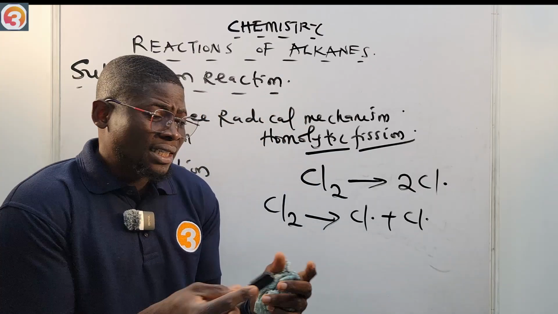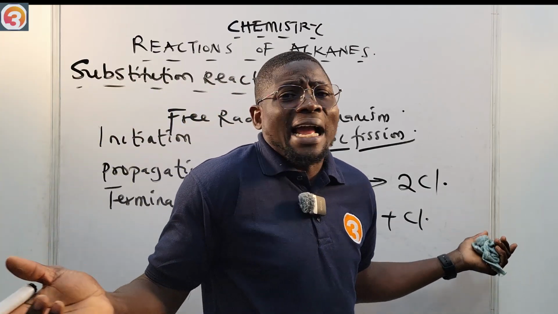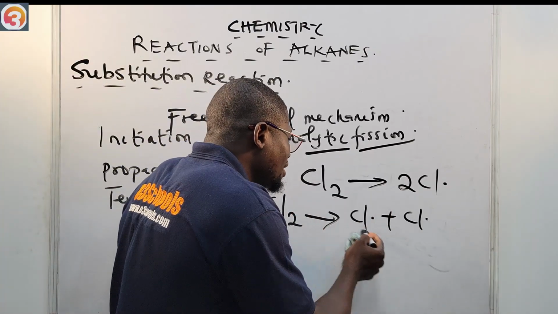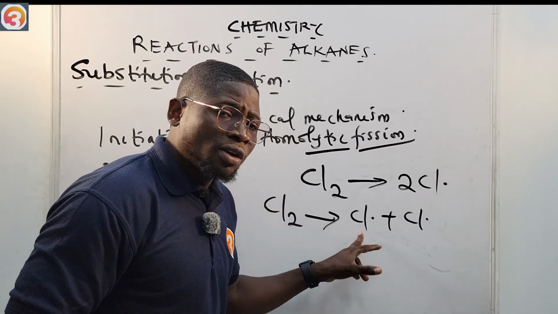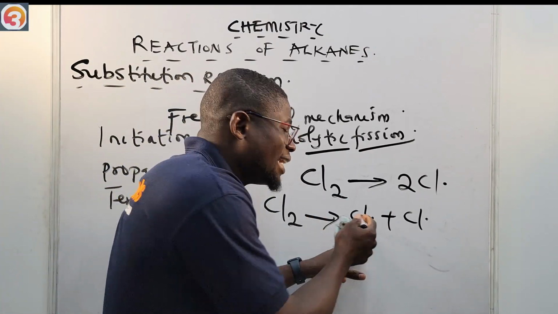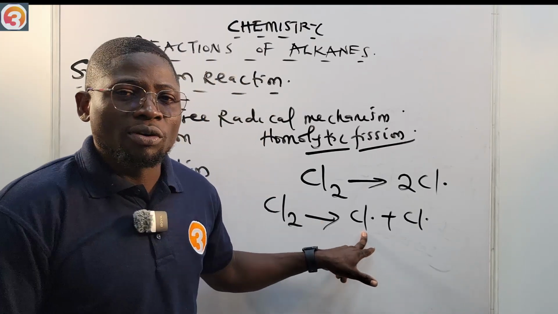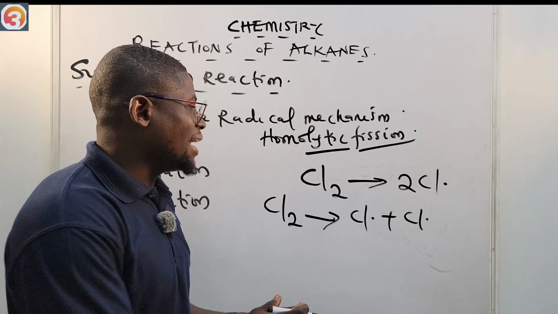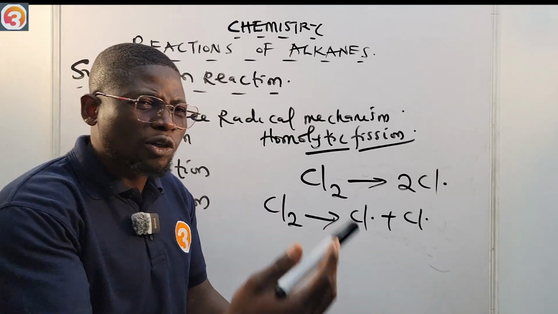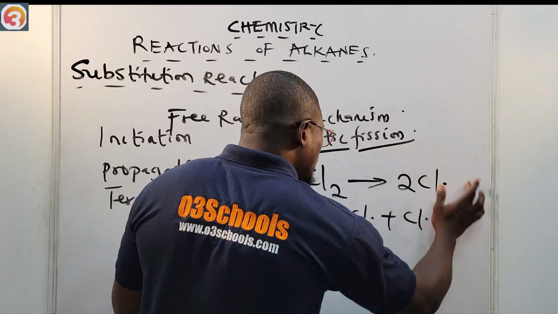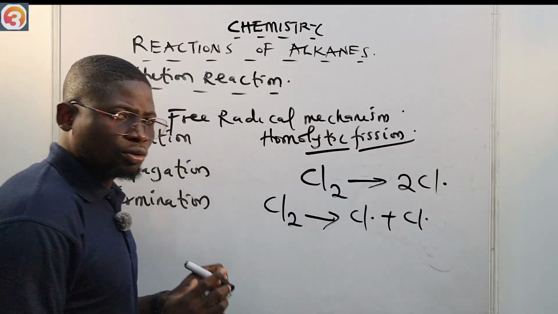And the alkanes, they are not all that reactive. But because of how reactive this chlorine radical is, it can react with anything. So even with the alkanes that do not like going into reactions, it can react with them to now give us another radical. So now for the initiation stage, the chlorine molecule is broken into 2 chlorine radicals.